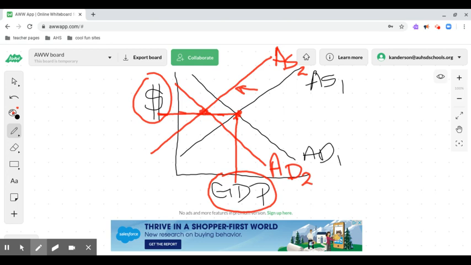So, when aggregate supply decreases and aggregate demand decreases, price stays the same. So we can expect prices to remain steady in this recession. But when aggregate supply and aggregate demand decreased, it definitely had an effect on GDP. What happens to GDP when both supply and demand go down? So does GDP.